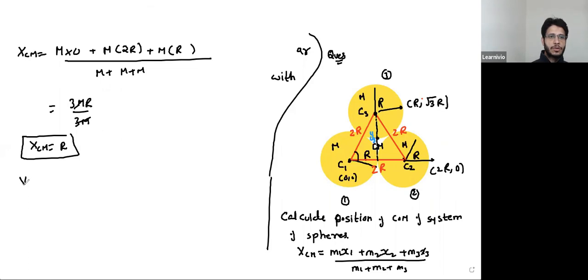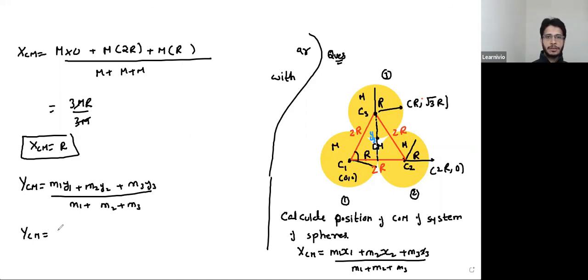You can even calculate the y coordinate of center of mass. That's m1y1 plus m2y2 plus m3y3 by m1 plus m2 plus m3. So the y coordinate of center of mass is m1, which is m, y1, which is 0, m2, which is m, y2, which is 0, m3, which is m, y3, which is root 3r, divided by m plus m plus m. So this is basically m into root 3r over 3.